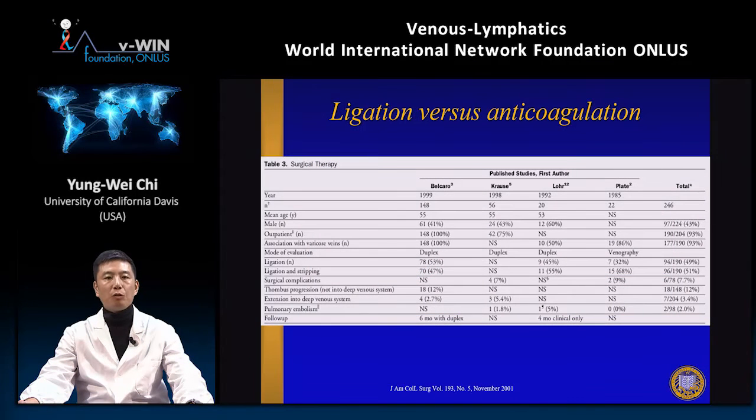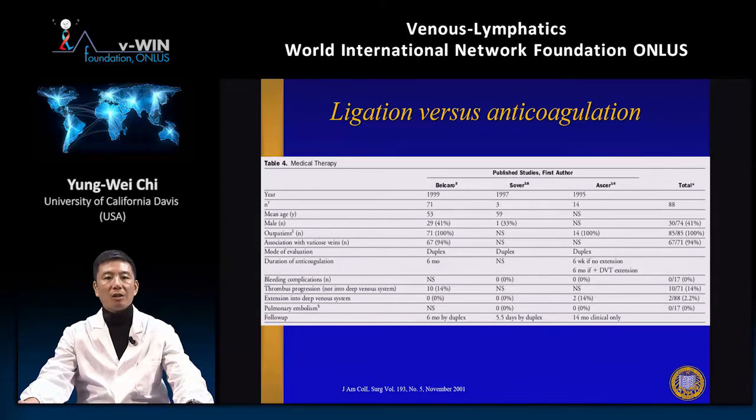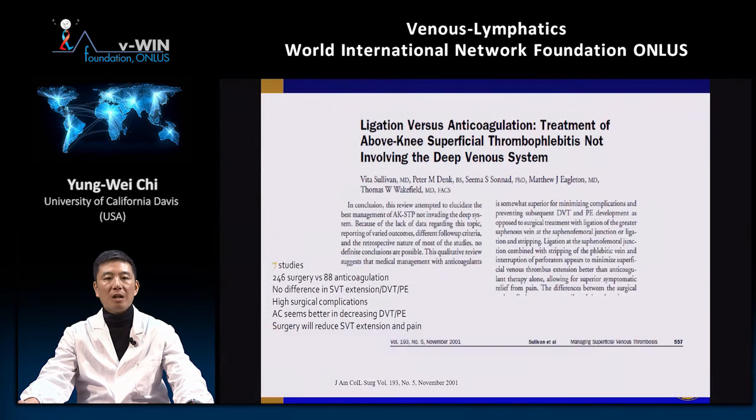This is one of the few meta-analyses on management strategies for superficial venous thrombosis. It came from the Michigan group. 4 surgery-based studies, primarily ligation, and 3 medical studies using anticoagulation were analyzed. These were the 3 anticoagulation-based studies. Even though it's a meta-analysis, the number of patients involved was quite small.